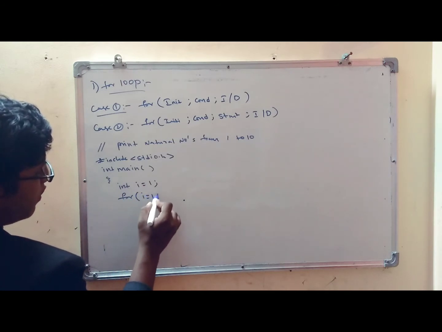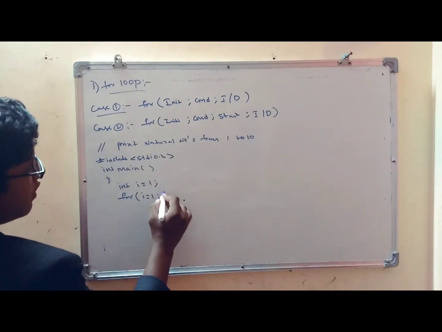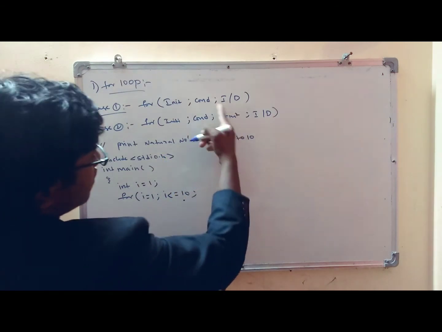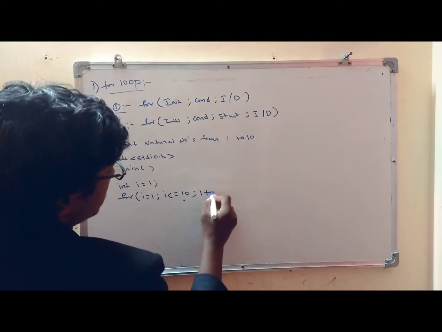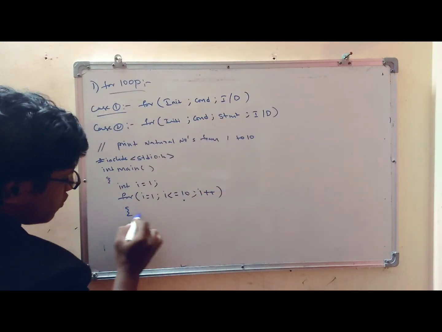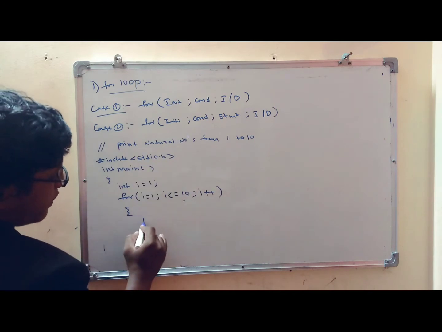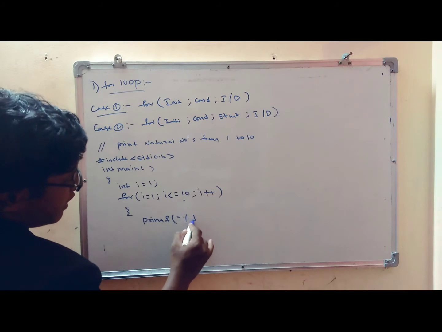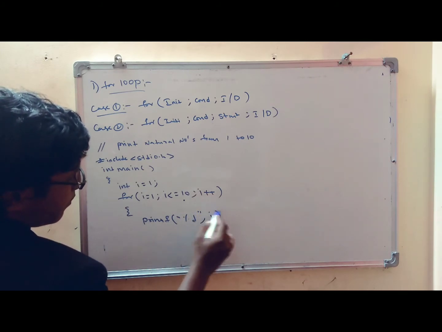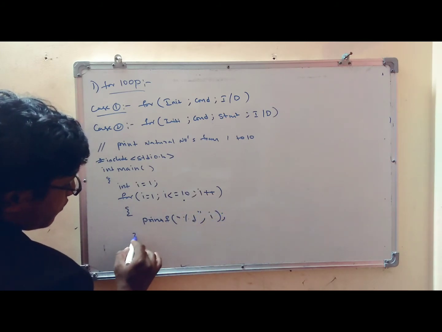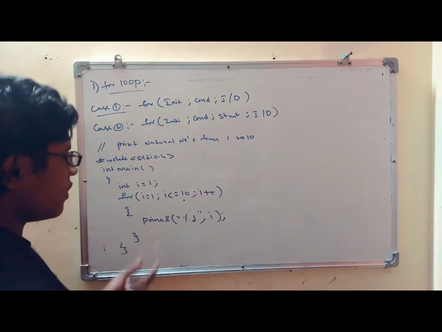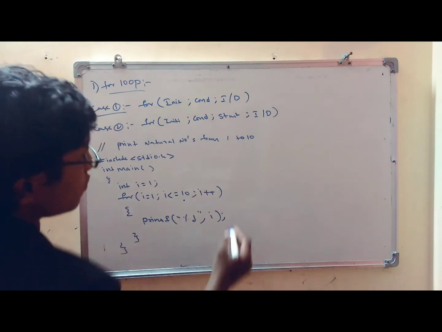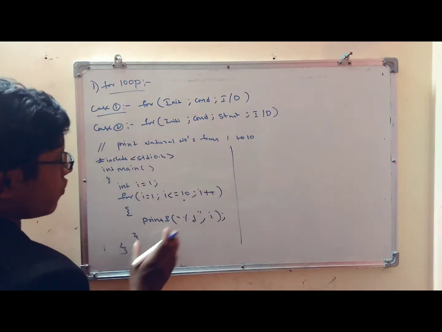So for i = 1, this is the initialization, and the condition is i less than or equal to 10, and the increment is i++. Okay. So here, in the statement, I want to print printf("%d", i), and it will go to print. Here the values printed are 1 to 10. So I will explain the working rule for this program.